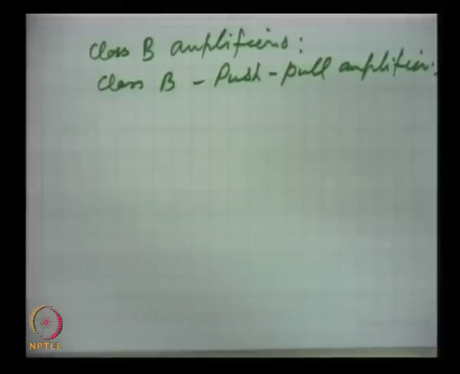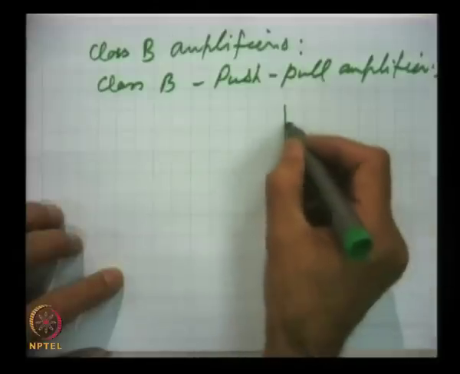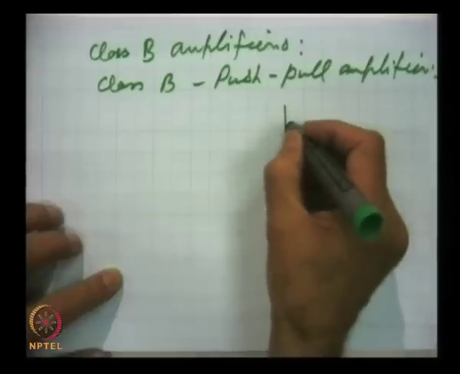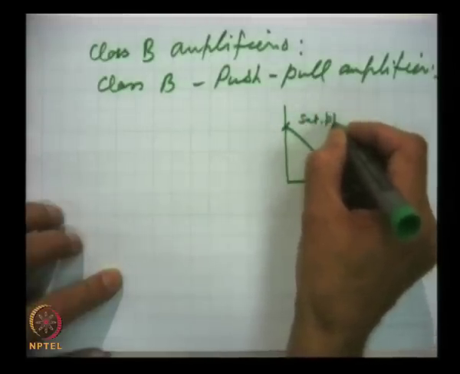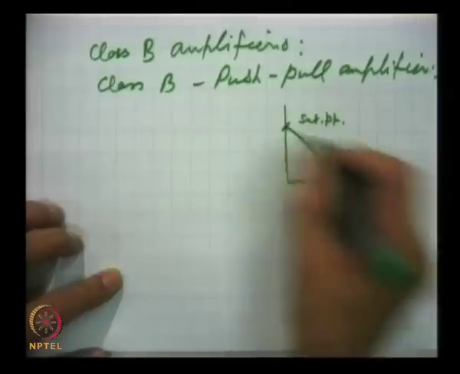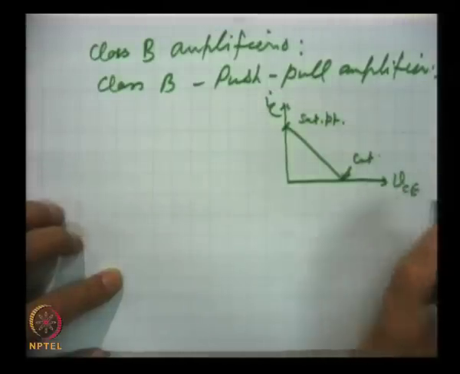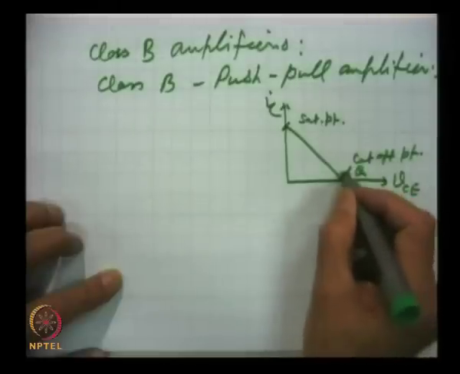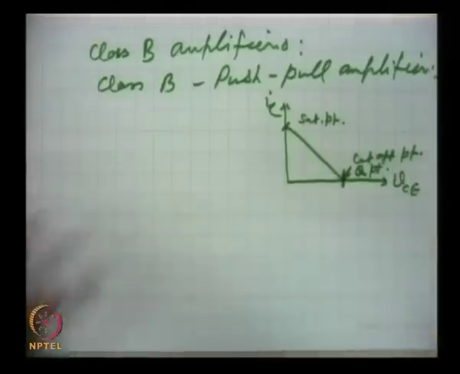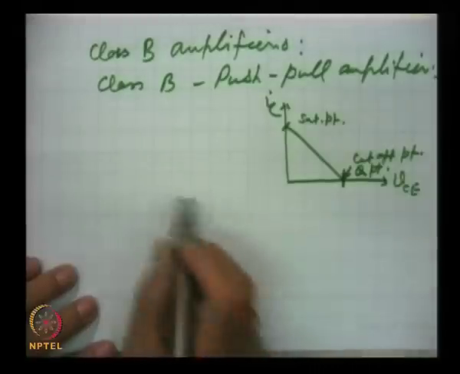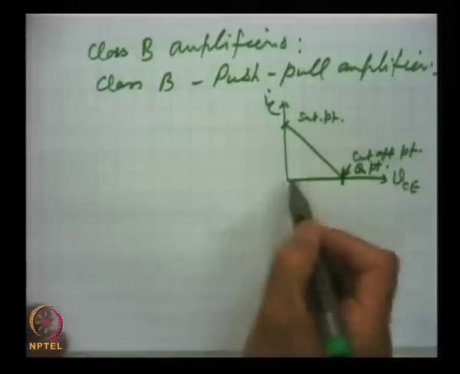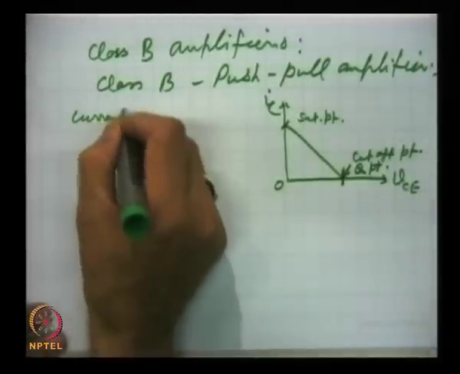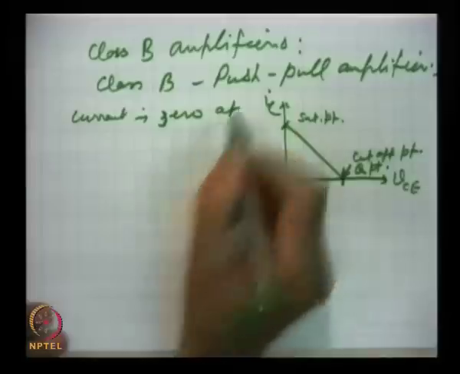We said that in class B operation, the operating point is chosen at the cutoff point. That means here. This is the AC load line. This is the saturation point. And this is the cutoff point. This is IC. This is VCE. And this is also the Q point. And see what will happen. That means that current is 0 at the operating point.